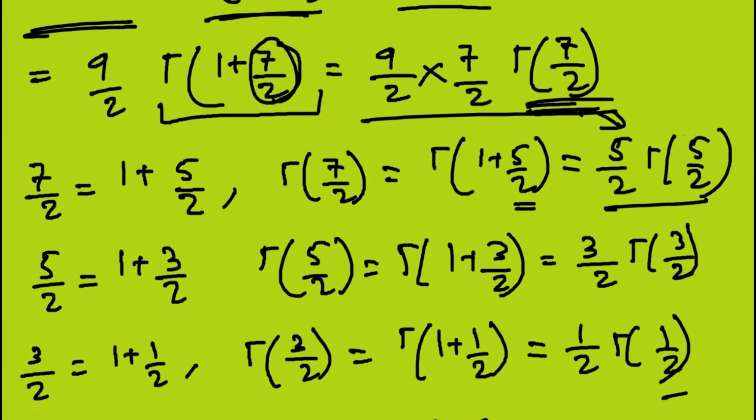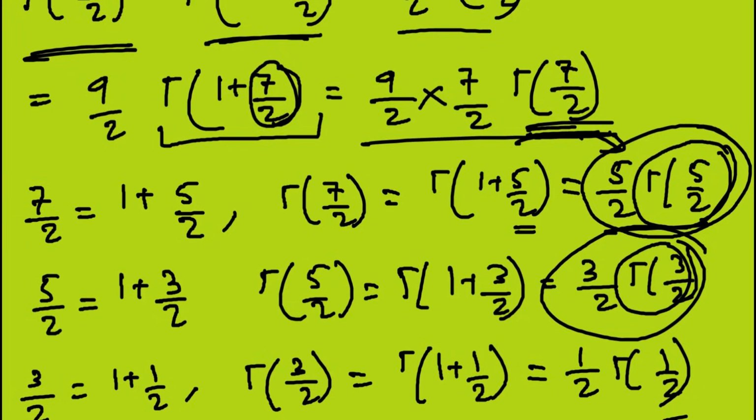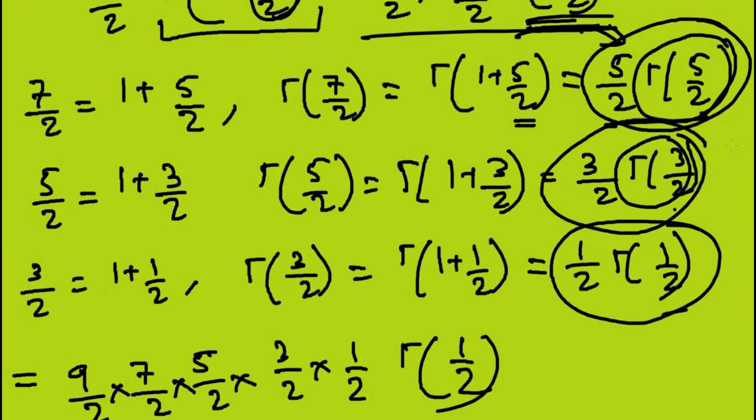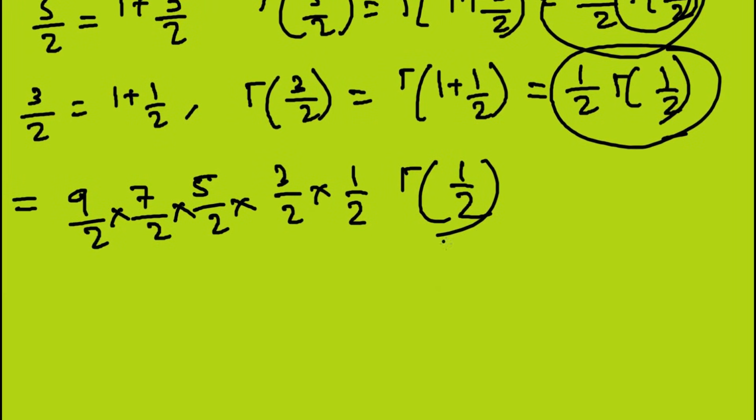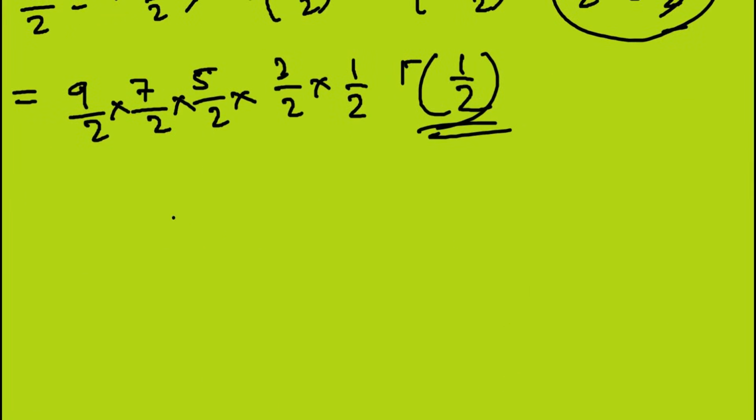In place of gamma 7 by 2, I have put this entire thing. Again, in the place of gamma 5 by 2, I have put this entire thing. In the place of gamma 3 by 2, I have substituted this entire thing. Now I have nothing to substitute for gamma half. But if you look closely, from the properties that I have discussed, gamma half is already known. It is root pi.